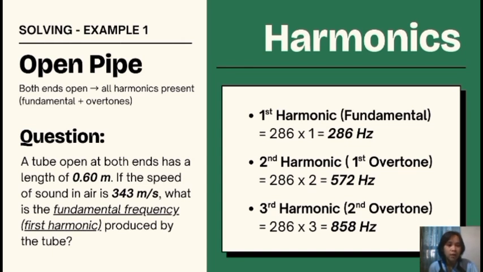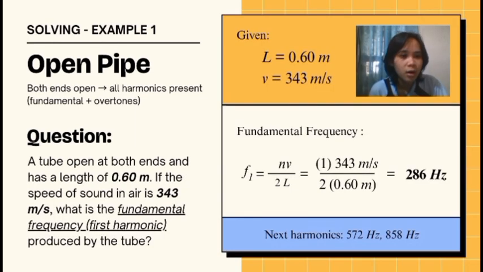But if we are asked to solve for the second overtone, which is the third harmonic, we just need to multiply by 3. Third harmonic is equal to the second overtone. So 286 times 3 is equal to 858 hertz. As you can see in our slide earlier, 286 hertz is our answer for the first harmonic, while below it says that the next harmonics will be 572 hertz and 858 hertz. So that is what we solved for this slide.